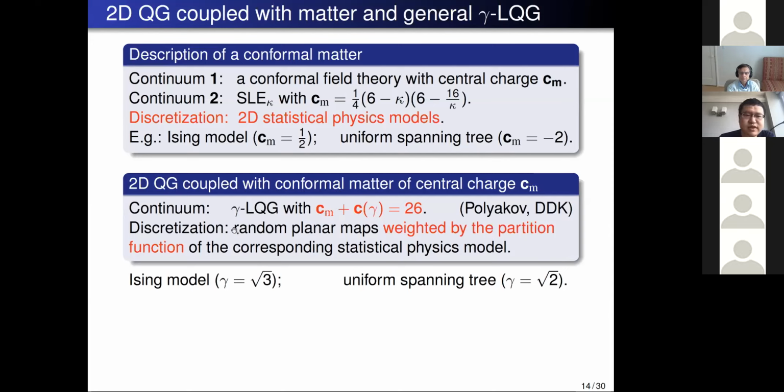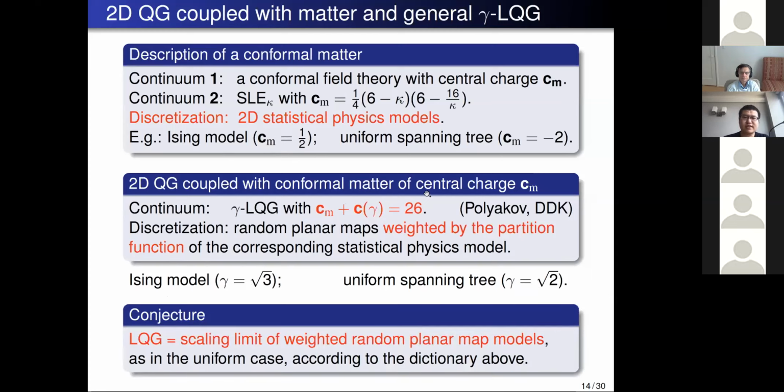And in the discrete setting, the discretization of this quantum gravity coupled with matter would just be given by random planar maps weighted by the partition function of the corresponding statistical physics models. For the Ising model case, since the central charge is equal to 1/2, if we plug in this formula, we have gamma equal to square root of 3. And for uniform spanning tree, we will have gamma equal to square root of 2. So now with this table, we can make precise conjectures about the quantum gravity for scaling limits of weighted random maps, as in the uniform case.